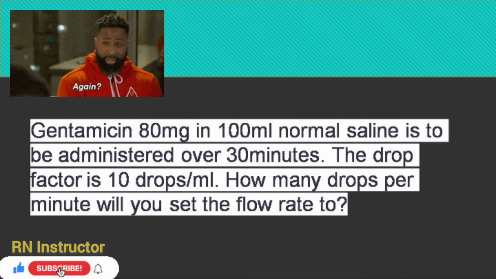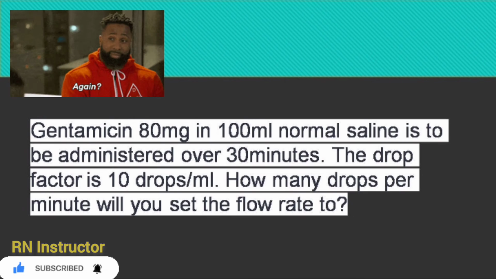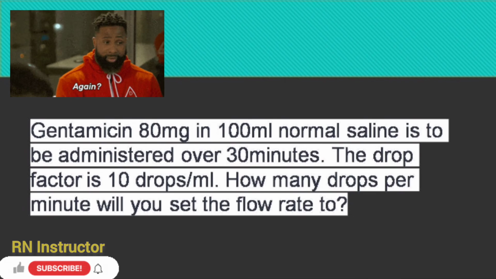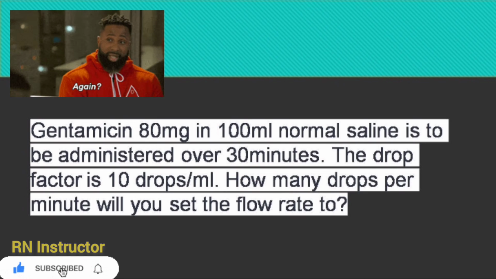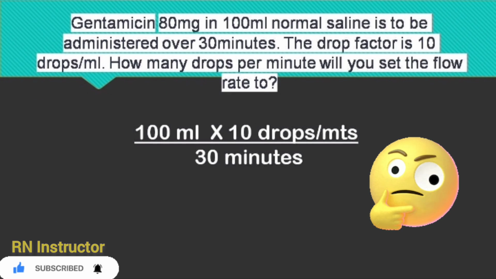So here, gentamicin 80 mg in 100 ml normal saline is to be administered over 30 minutes using the drop factor 10 drops per ml. So how many drops per minute will you set the flow rate to? Here you are not going to focus on 80 mg, because the question is not to find out how many mg you will give. So 100 ml is to be multiplied with the drop factor, that is 10, the whole to be divided by 30 minutes, because the question has not mentioned hours, it's in minutes. So directly you can apply the 30 minutes.